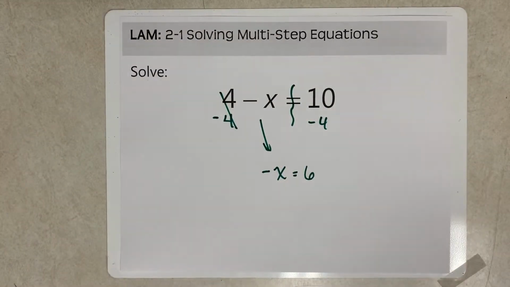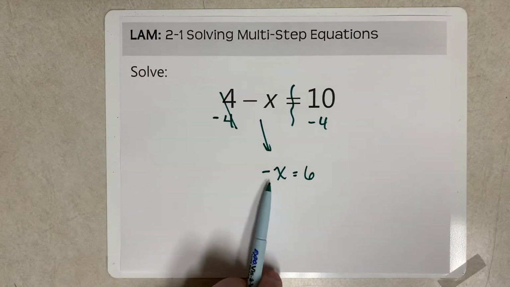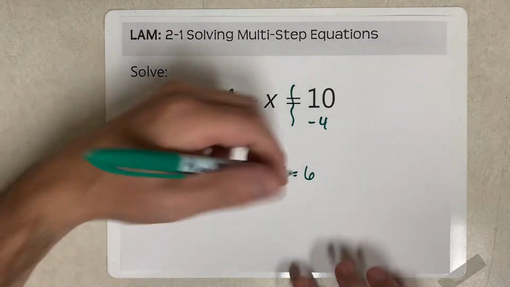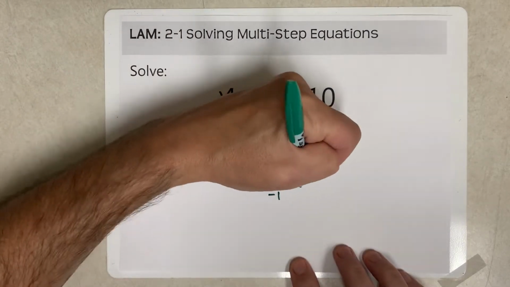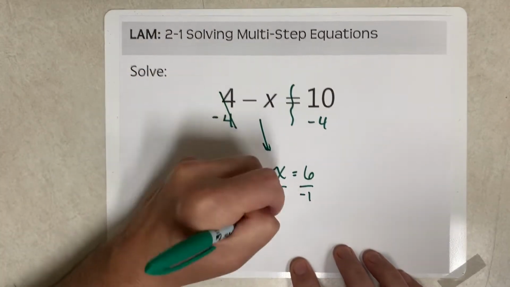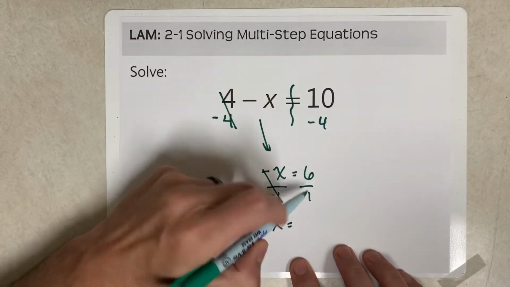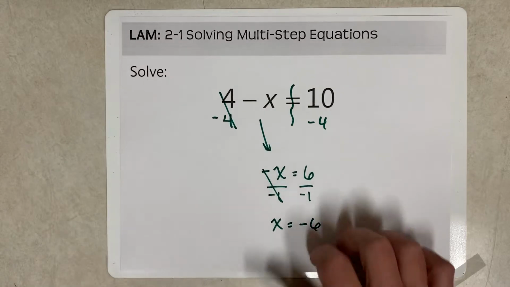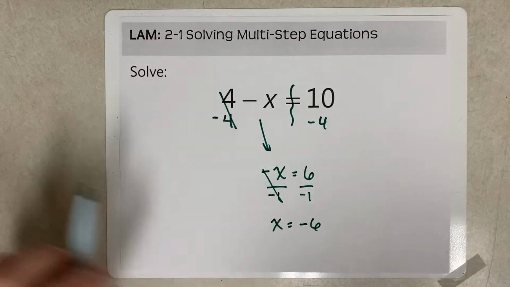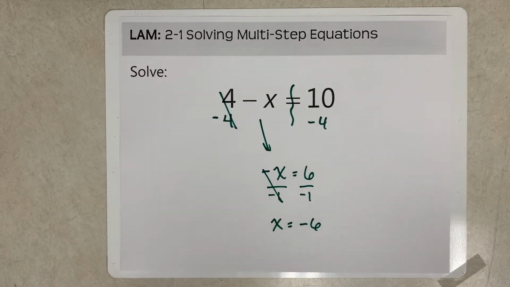Now there is one more step you have to do for this one. This time, you have a minus in front. You need that to be a plus. So what we need to do is just divide both sides by negative 1. When you do that, that minus cancels, and you get x is equal to 6 divided by negative 1, which is negative 6. So just be careful of that. When there's a minus in front of the x, you're going to have to do one more step at the end to get rid of it.